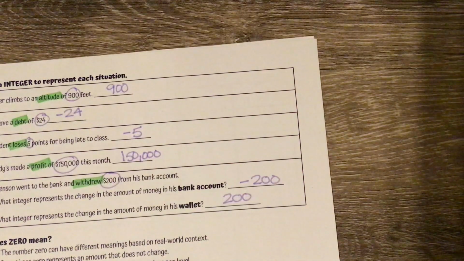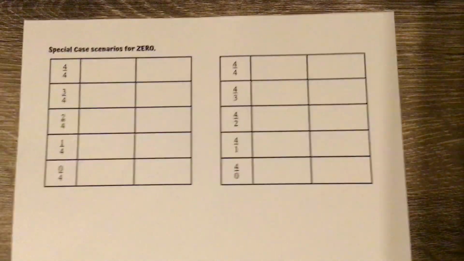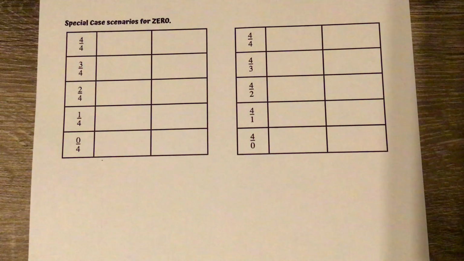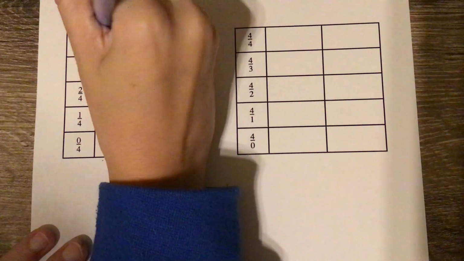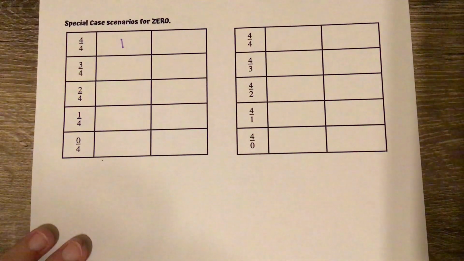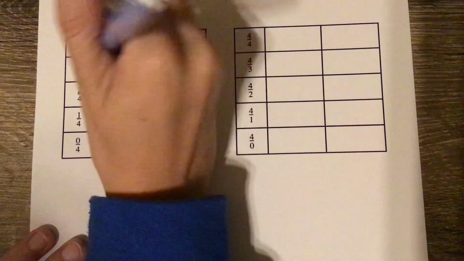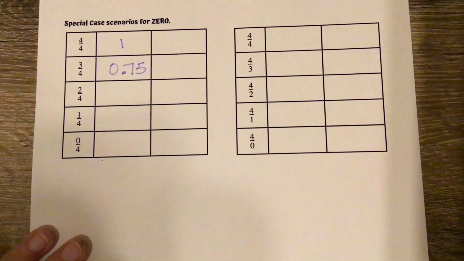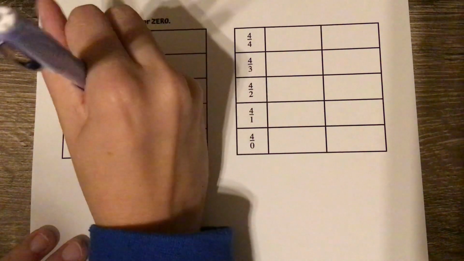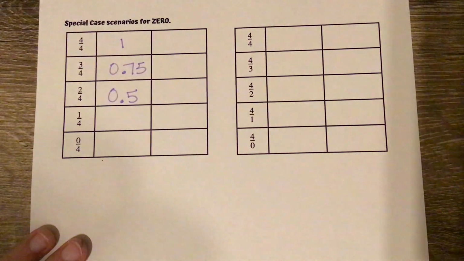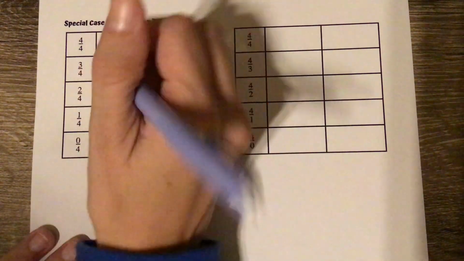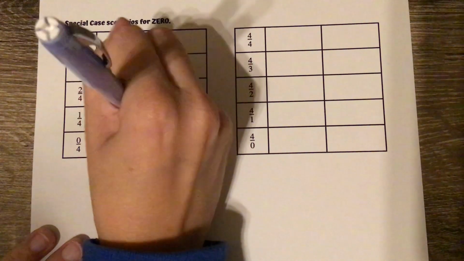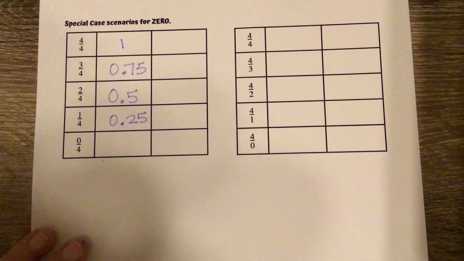And the last thing with zeros is, let's look at just special case scenarios with 0. So if we're looking at 4 over 4, that equals 1. 3 over 4 equals 0.75. 2 over 4 equals 0.5. 1 over 4 equals 0.25.